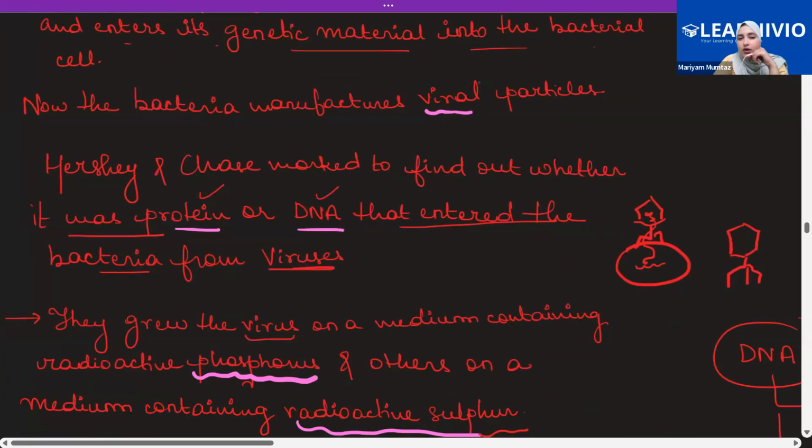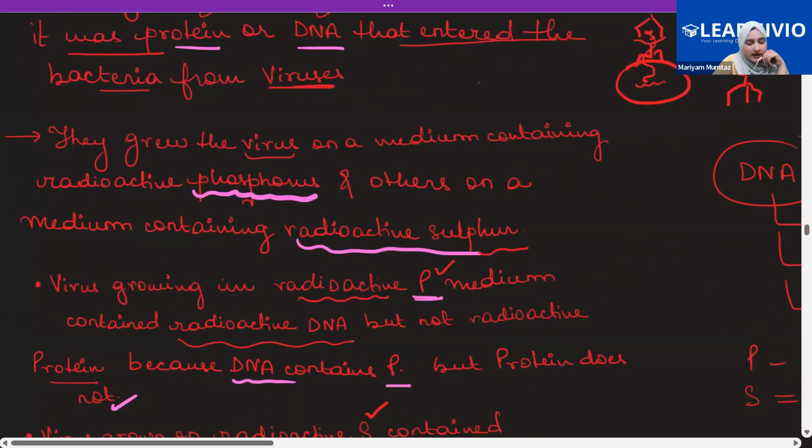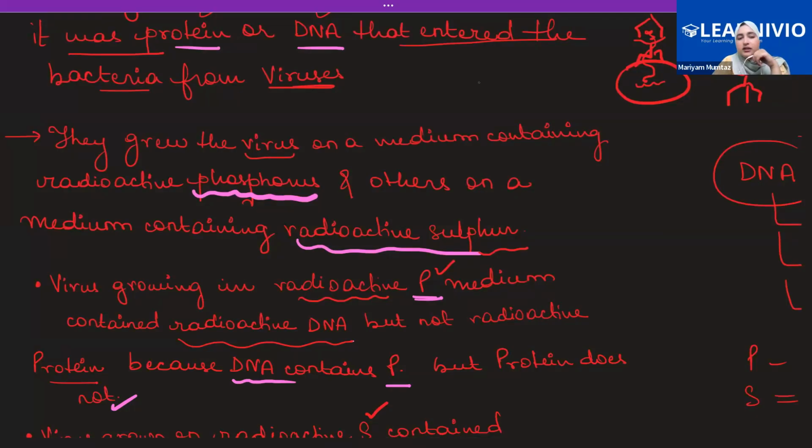Hershey and Chase worked to find out whether it was protein or DNA that entered into the bacteria from the viruses. So they grew the virus on a medium that contained radioactive phosphorus and others on the medium that contained radioactive sulfur. Radioactive, why? Because once you dip anything into a radioactive substance, it gets a label. You can easily distinguish which molecule is radioactive and which molecule is not radioactive. Okay.